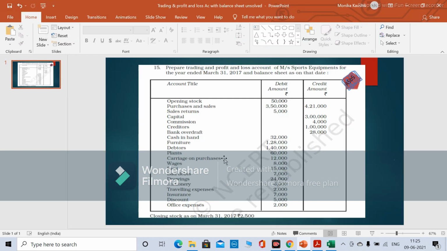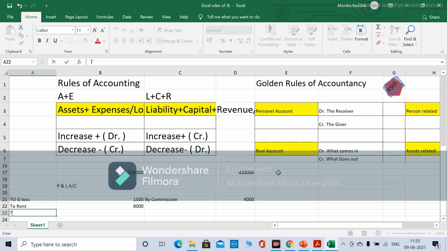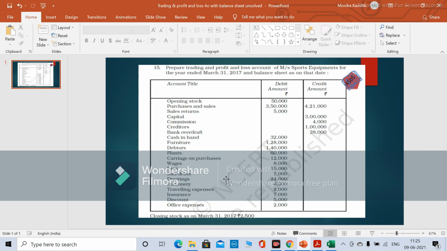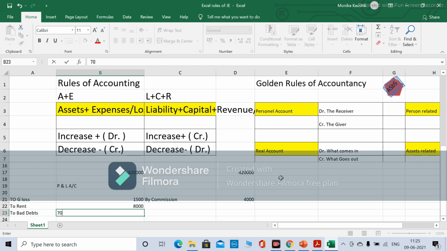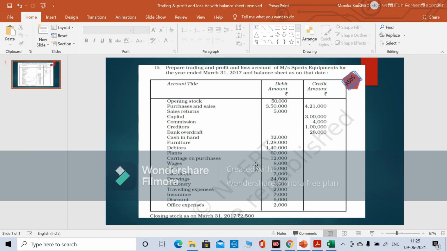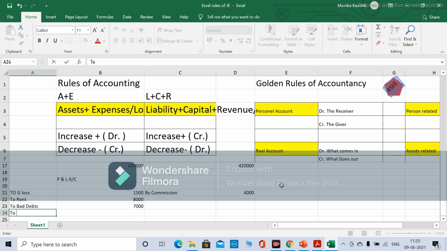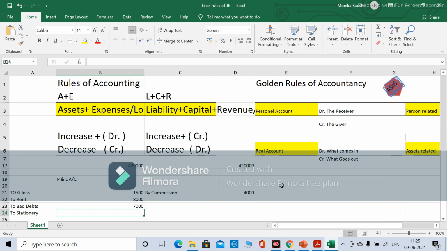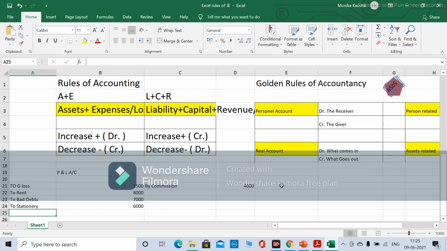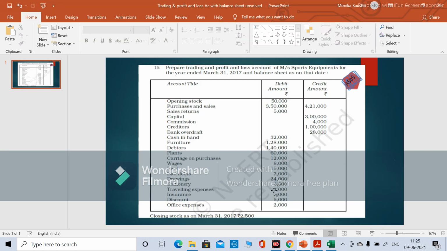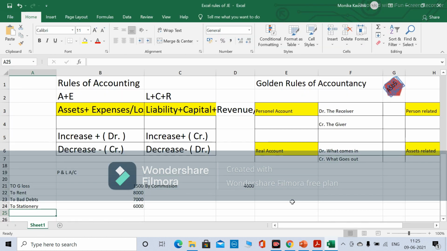Expenses increasing, that will go in the debit side. Rent, bad debts, 7000 rupees. I have explained the meaning in my last video. What are bad debts? Bad debts are a loss. 7000 rupees. Drawings will be deducted from the capital. Stationery, 6000 rupees. It's again an expense. Stationery, 6000 rupees. Now traveling expenses, 2000 rupees.